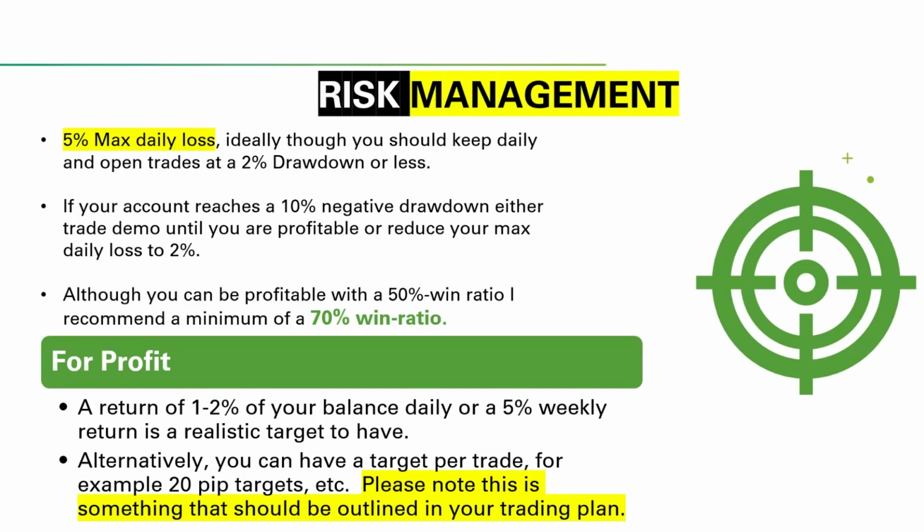Alternatively, you can have a target per trade if that's easier for you. So maybe you have a goal of doing 5 trades per day, and maybe you only want to make 20 pips. If you're trading with a standard lot size, that can be $1,000 per day. But in either case, you should have a trading plan that outlines all of this information. So one of the things I do in my coaching program is I also go over building your trading plan as well, because that's going to be what you live by in terms of your Forex career.